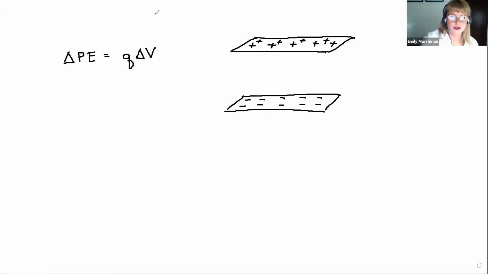The electric field between these two plates, let's first think about the electric field. If I was going to visualize or draw what the electric field looks like between these two plates, remember the electric field lines point away from positive charges and towards negative charges. So the electric field lines are going to point like this.